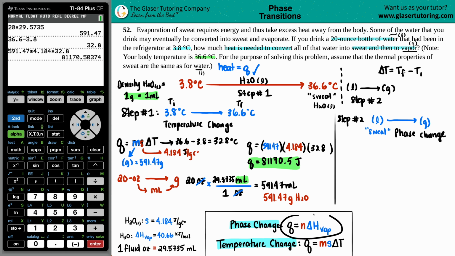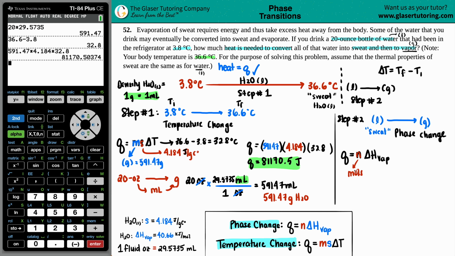And for phase changes, you use the other formula. Q equals n delta H vaporization. We're still trying to solve for Q, which means that we should know the n and the delta H of vaporization. Now keep in mind that this is talking about sweat, but we're still talking about water. Now the n in this case is not the m. The n is moles.